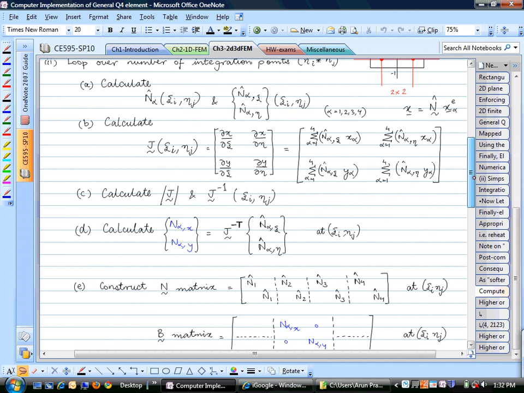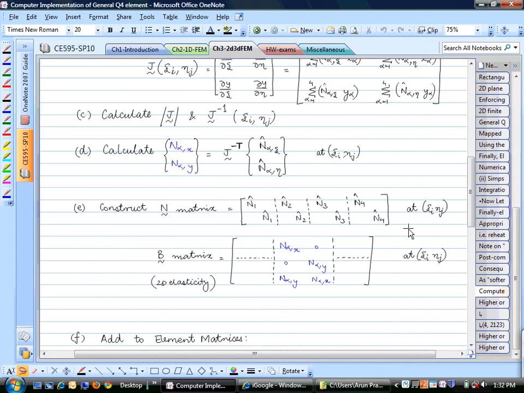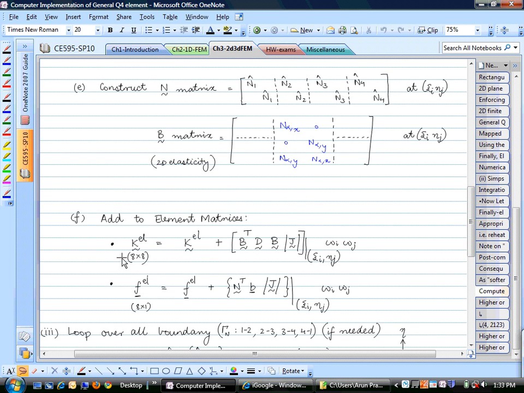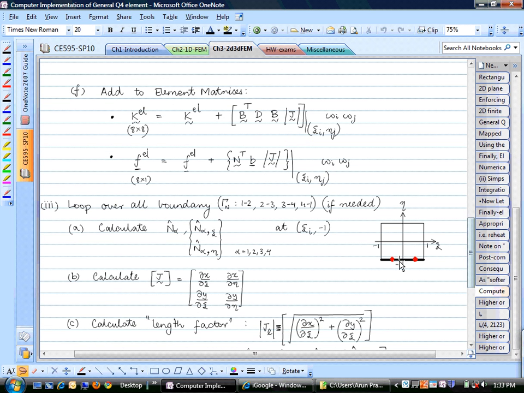Once you have this, you can construct your N matrix, which remains the same whether it's parent coordinates or actual coordinates. Then you construct your B matrix. And finally, you can just add your contribution from the current Gauss point to your element stiffness matrix, add the current contribution to the element force vector, and then if there are edge loads on the element, you have to repeat this process for each of the Gauss points at each of the edges.